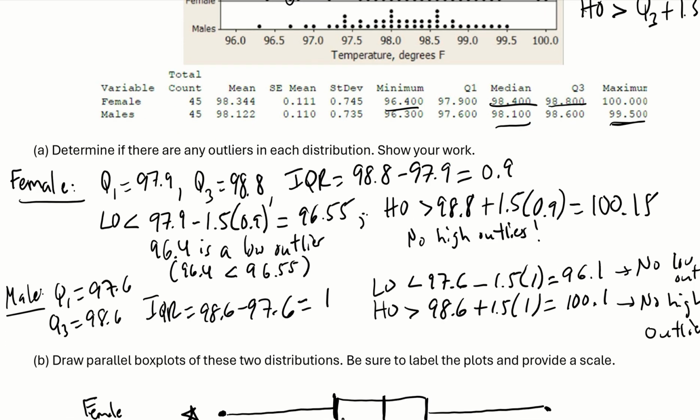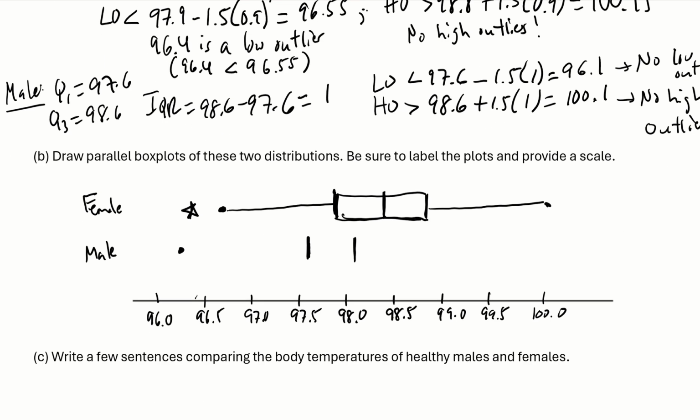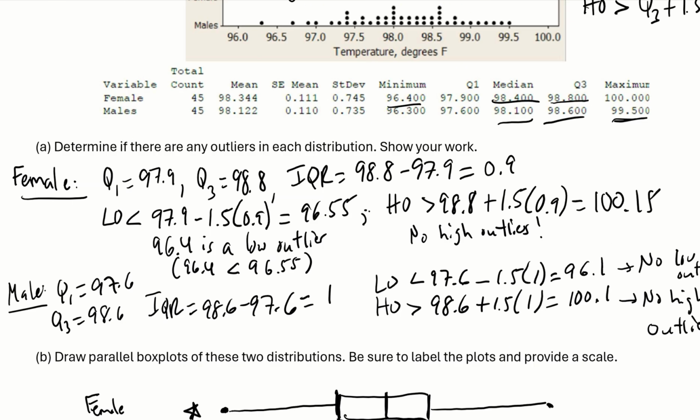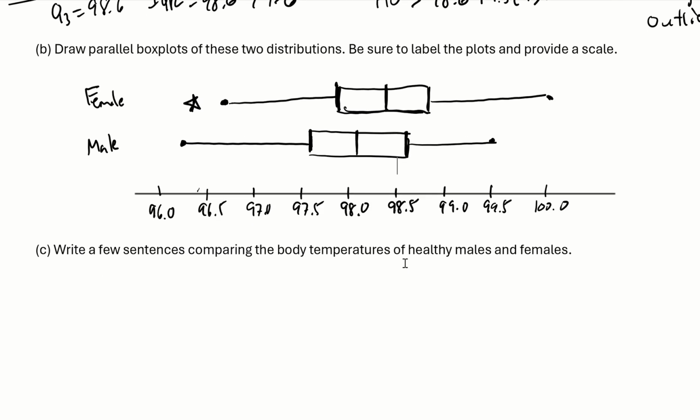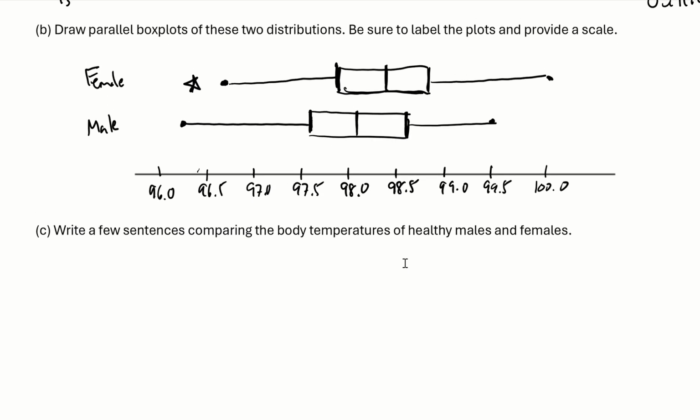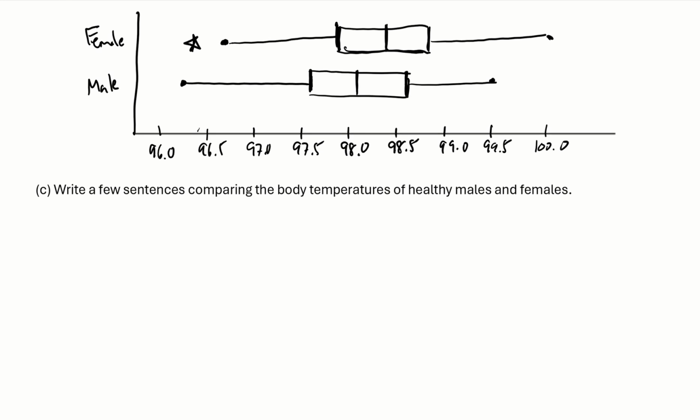We got our third quartile, 98.6. It's going to be right here, just above that. And then our maximum for males is 99.5. Okay, so there is our parallel box plots for male and female. You could write like this, or you could draw an axis there and label female and male. That's fine, however way you want to do that.